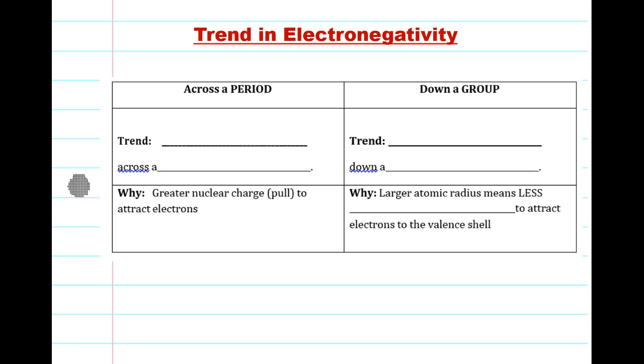Now, the trend in electronegativity is as we go across a period, the electronegativity is going to increase. Why? Because you have a greater nuclear charge, so therefore a stronger attraction to those electrons. And as we go down a group, the trend is that the electronegativity is going to decrease for the same reason as we saw with ionization energy. The atom becomes bigger, you have a weaker attraction between the nucleus and those valence electrons.